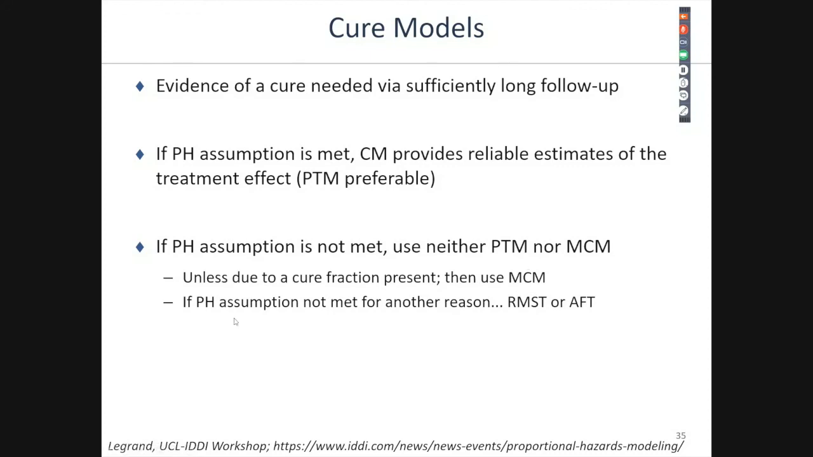Now, if non-proportionality of hazards happens for another reason, not obviously due to a cure fraction, then you might use another method like the restricted mean survival time.